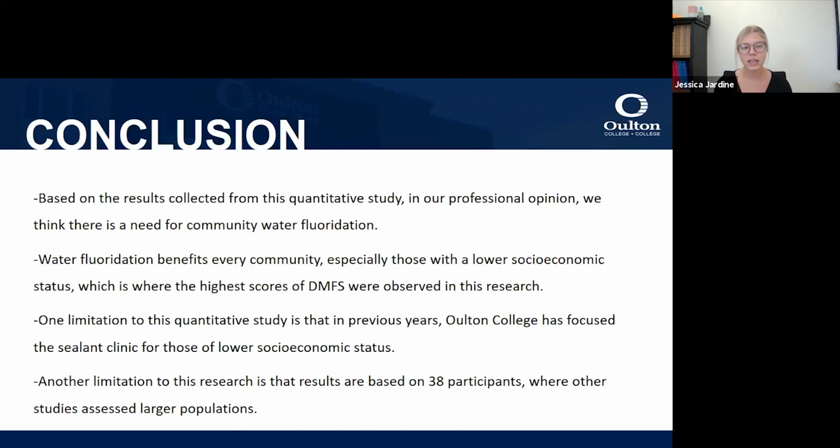One limitation in this quantitative study: in previous years, the Oulton College Sealant Clinic was based on lower socioeconomic backgrounds. This year, based on the pandemic, we just welcomed anyone that was willing to come. Another limitation to the research was that the current research was only based on 38 participants, whereas the other studies were based on much larger populations.